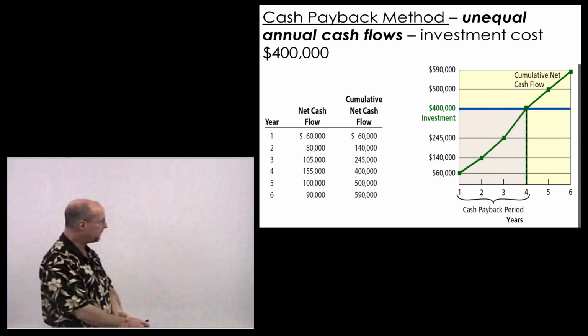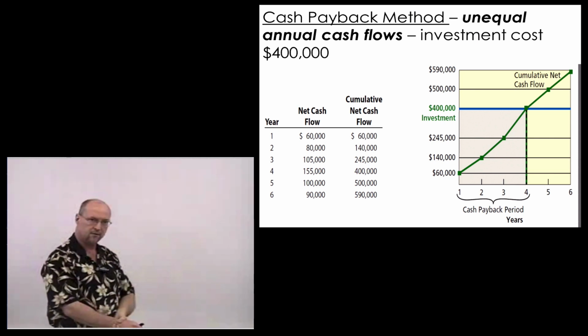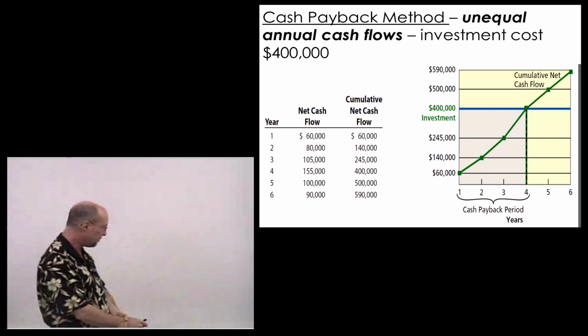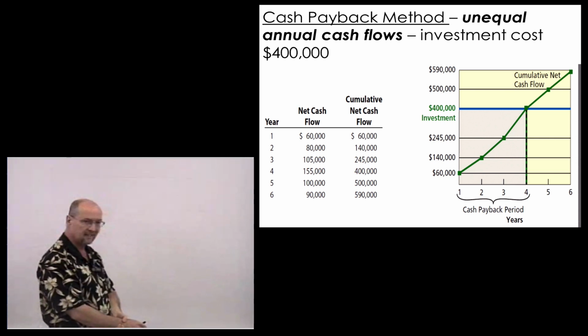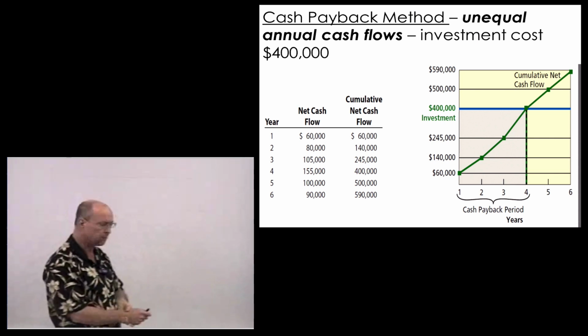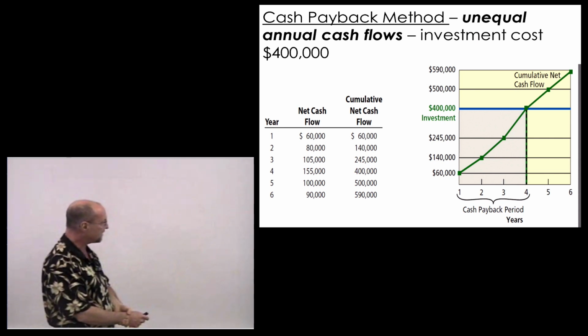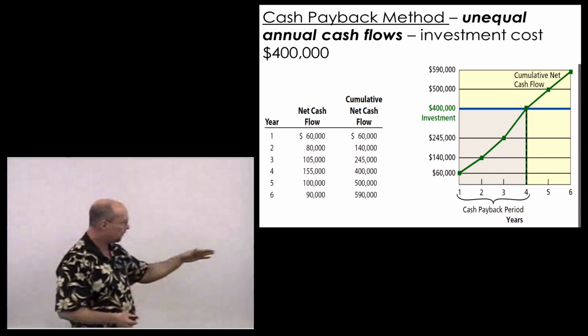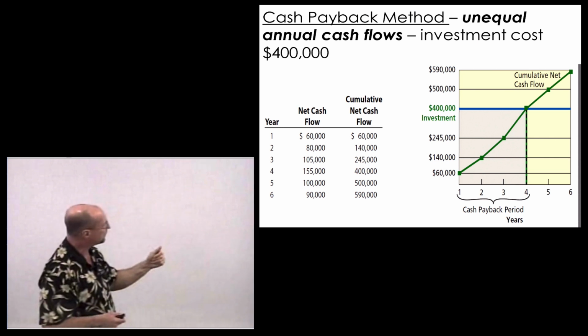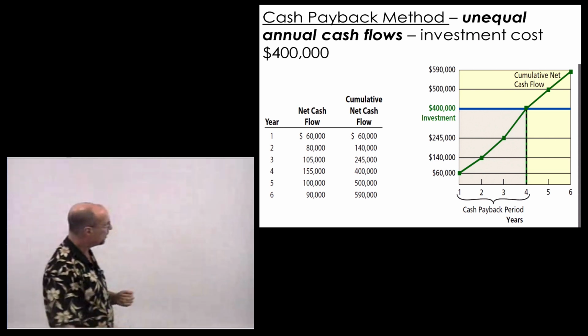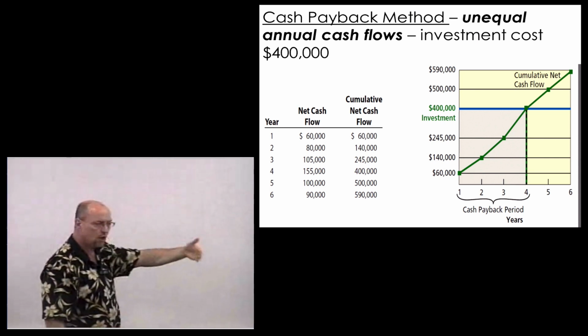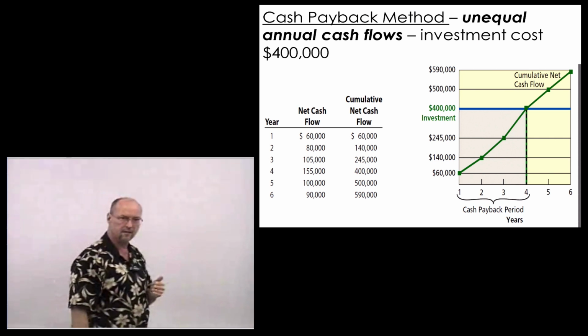So look at the second column on the right. End of the first year, we have $60,000 in cash flows. End of year 2, 60 plus 80 is 140. It's kind of like accumulated depreciation conceptually. End of year 3, I add 60 plus 80 plus 105. There's 245. End of year 4, I add up the first 4 years' cash flows, 400,000. Now in this example, if our investment cost was 400,000, then the cash flows are recovered in 4 years.